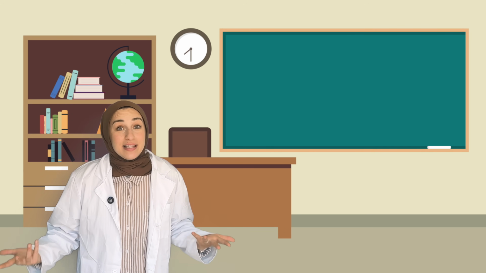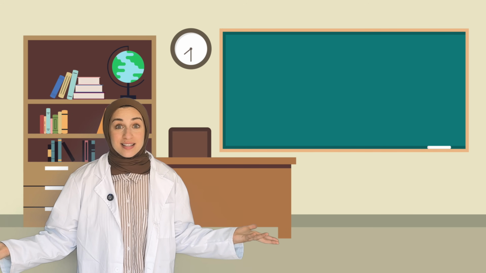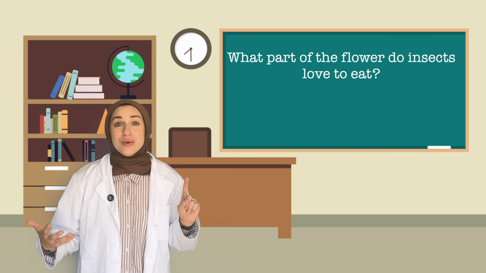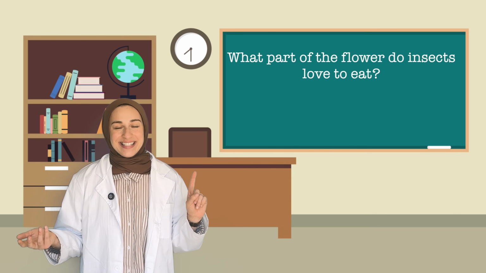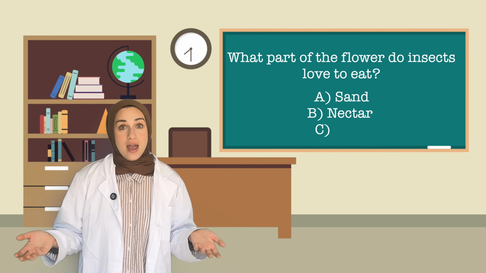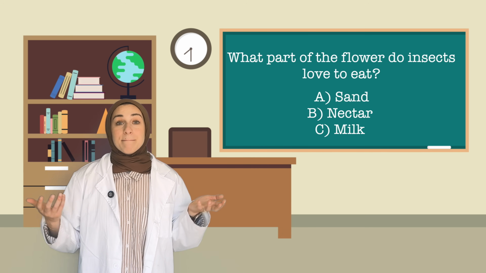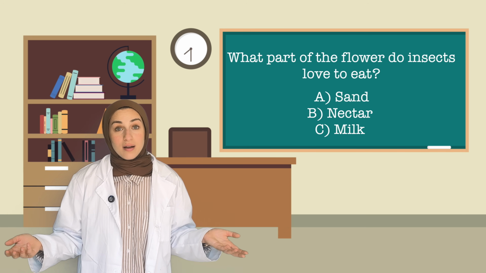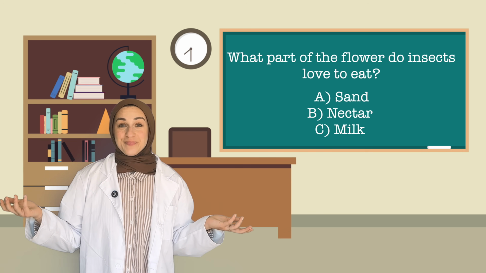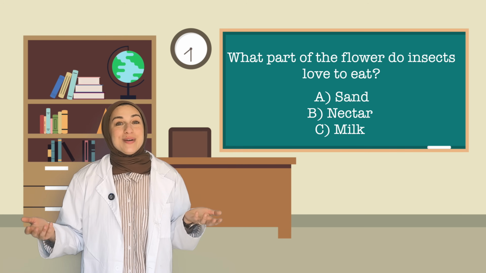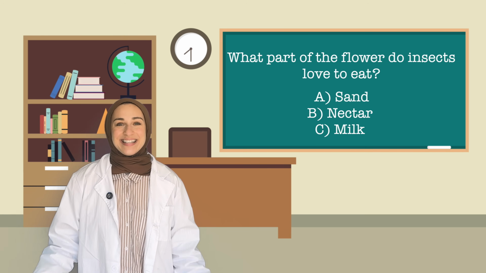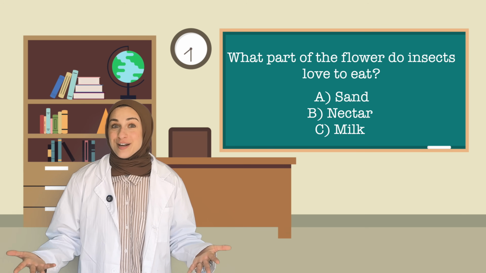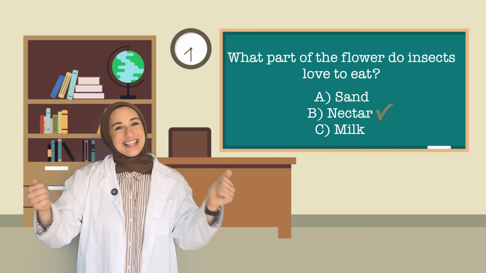It's quiz time. Let's see if you can get all these questions correct. Question number 1. What part of the flower do insects love to eat? Is it A, sand, B, nectar, or C, milk? What part of the flower do insects love to eat? If you said B, nectar, you're correct.